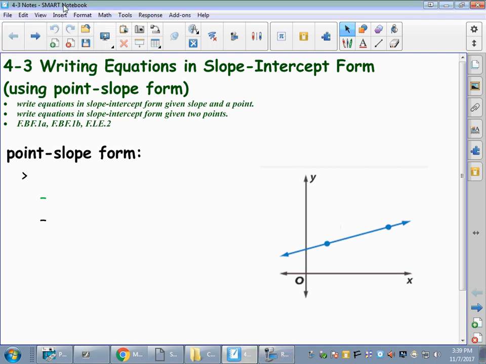These are your 4-3 notes on writing equations in slope-intercept form. Today we're going to concentrate on using point-slope form. So we're going to introduce yet another form of linear equations.